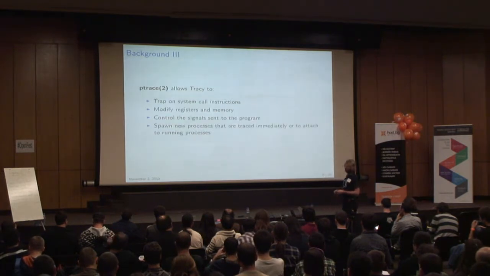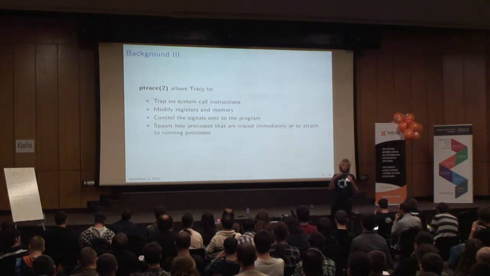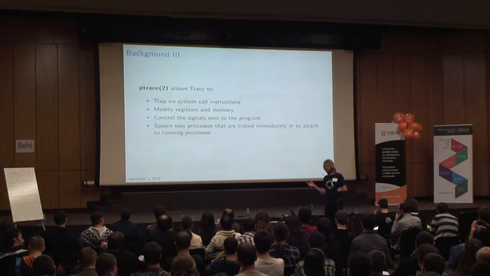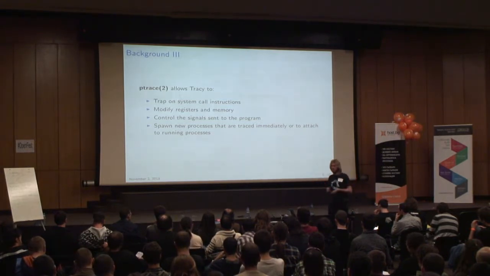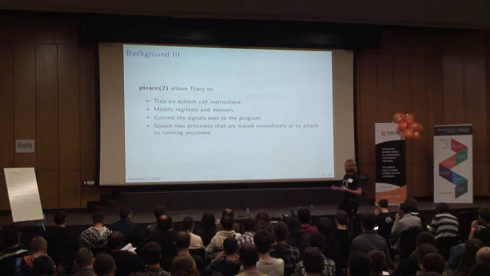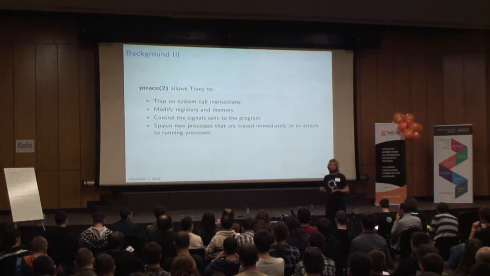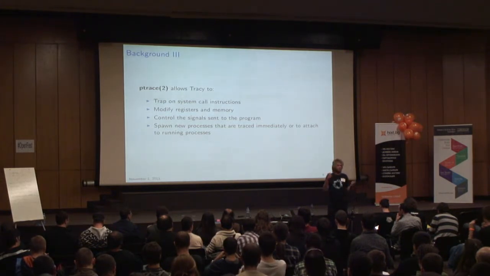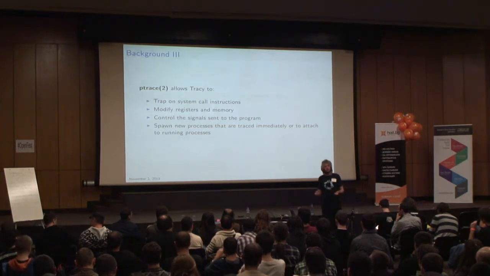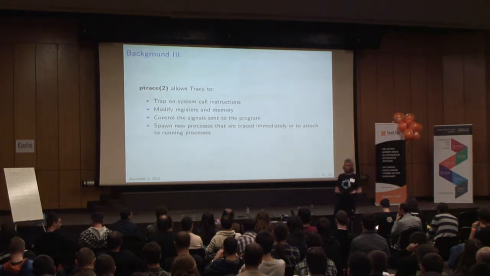Okay, so like I said, it allows us to trap on system call instructions, and when the process we're debugging is stopped, we can do anything with it. We can change the memory contents, we can look at the CPU registers that we're allowed to access, so does the process. We can change them, which means we can change a lot. We can change the arguments to a system call, we can change the system call number, which is a number in the register that defines which system call is to be executed. For example, read could be number one, write could be number two, and you can just change them and then the process will execute a different system call.